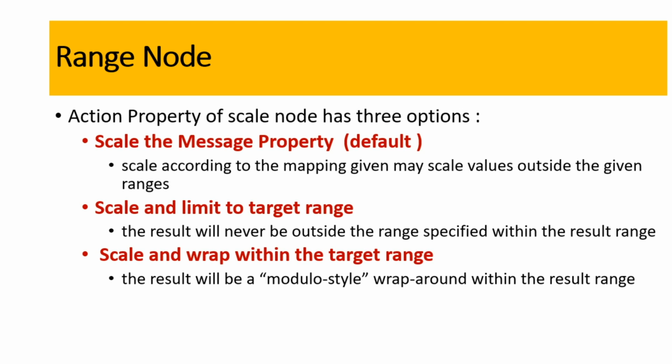So we have three options: scale the message property is the default, the second one is scale and limit to target range, and the third one is scale and wrap within the target range. For our application we are going to take scale and limit to target range, because we want to specify the range limit.